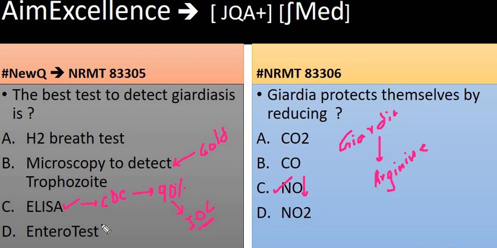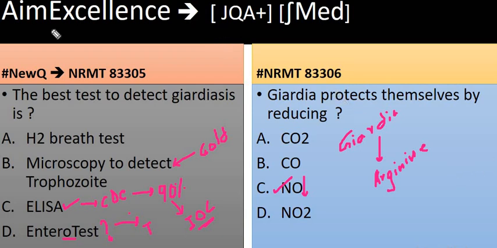Now what is Entero test? There is going to be a gelatin capsule that is put in the cheek of the patient, and on one side of it is going to be a thread, and the patient is asked to swallow it. After swallowing, the capsule is pulled back, and from that capsule you have to see whether you can find a trophozoite. So that test is known as Entero test. It is also done to diagnose giardiasis. These are the interesting new information.